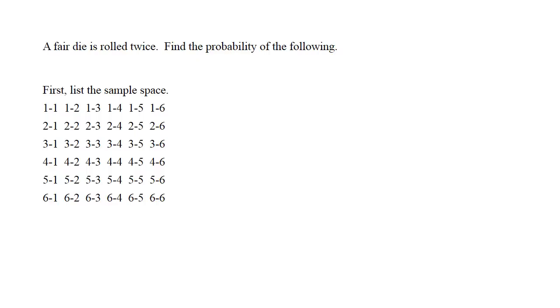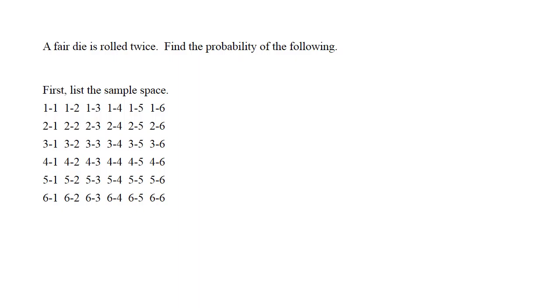The sample space consists of the following outcomes: 1 1, 1 2, 1 3, 1 4, 1 5, 1 6, 2 1, 2 2, 2 3, 2 4, 2 5, 2 6, 3 1, 3 2, 3 3, 3 4, 3 5, 3 6, 4 1, 4 2, 4 3, 4 4, 4 5, 4 6, 5 1, 5 2, 5 3, 5 4, 5 5, 5 6, 6 1, 6 2, 6 3, 6 4, 6 5, 6 6.